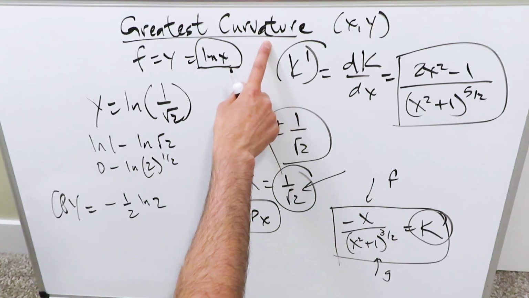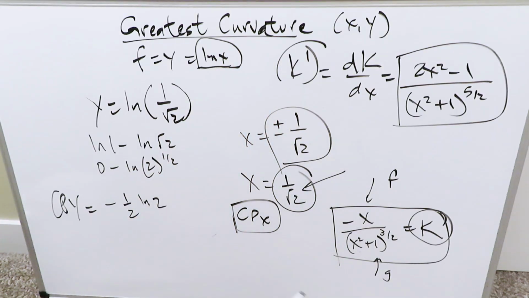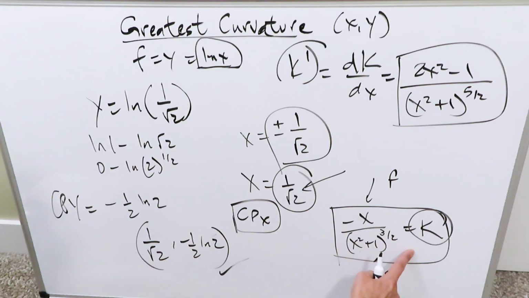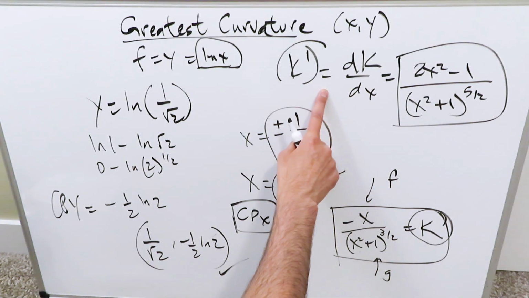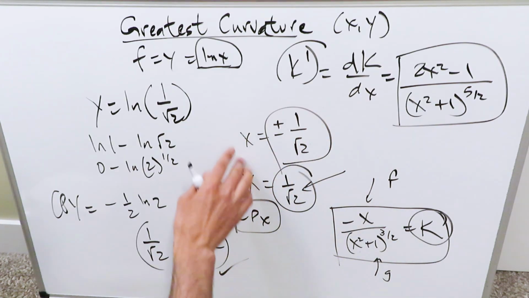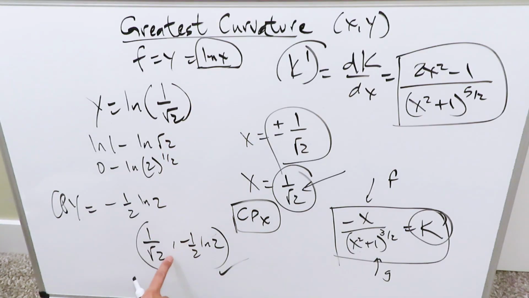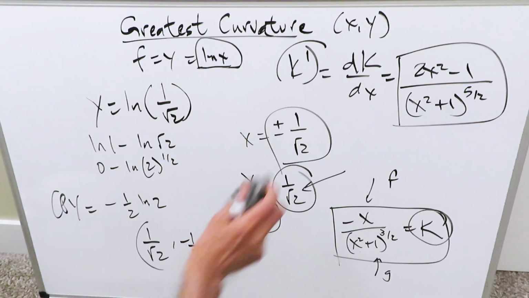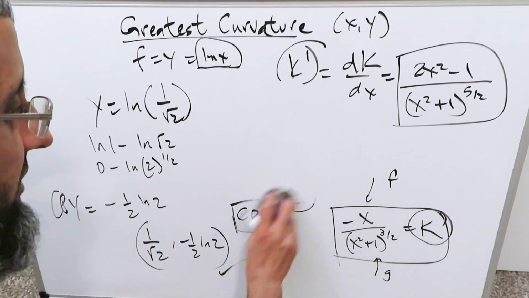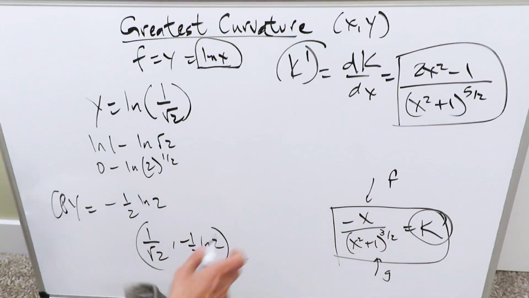What is my point of greatest curvature of natural log x? I know it now. It's 1 over root 2 comma minus 1 over 2 natural log 2. And here is the correct answer. We've determined it. Our curvature, derivative of curvature, from that function you determine your x value, from your original function you determine your y value. Here it is, and it's correct. What does this mean graphically? I'll show it to you, and that will be the end of our video.